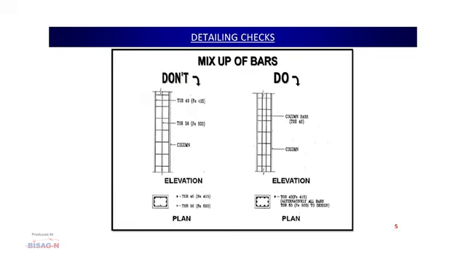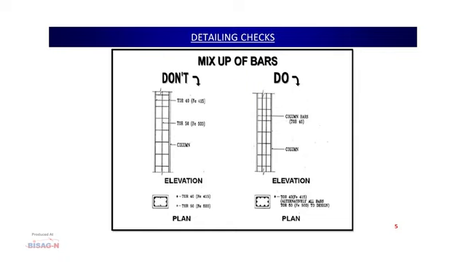Now, coming to the various detailing checks and aspects I am covering. First is the mix up of the bars. On the left side of the figure, I have marked the do not, and the right side is the do. In the do not case, we can see two grades of reinforcement have been provided. One is TOR 40, that is Fe 415, the other is TOR 50, Fe 500. This kind of setup should not be allowed on the structural drawing, because it is very difficult for the bar binder to follow the specification on the ground.